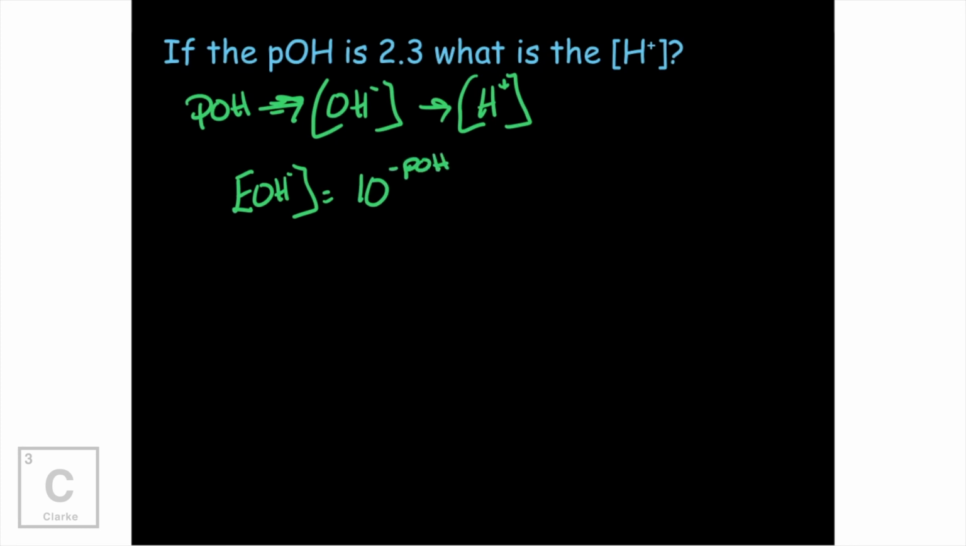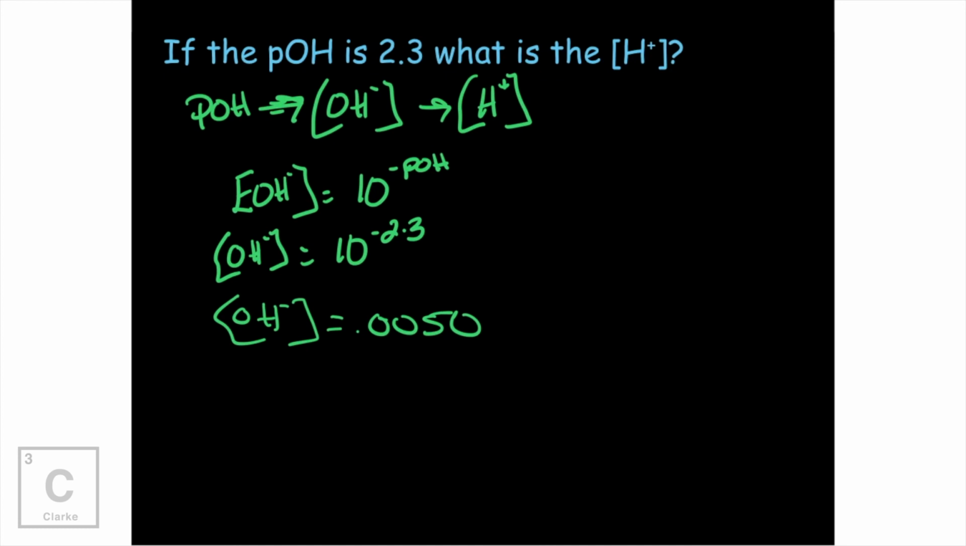Okay, so let's work that problem first. So again, I'm going to do second log, negative sign, 2.3, equals. So I am getting the concentration of OH to be 0.0050. Now we need step 2. We need to go from the concentration of OH to the concentration of hydrogen. Let me change the color of my pen so we can keep track with this. So that's going to take us back to that very original formula we talked about. 1.0 times 10 to the negative 14 equals the concentration of hydrogen multiplied by the concentration of hydroxide.